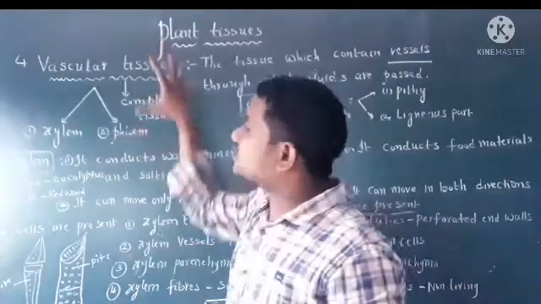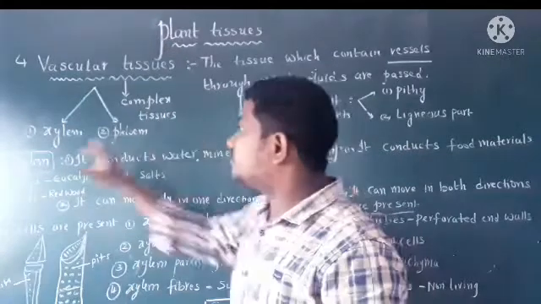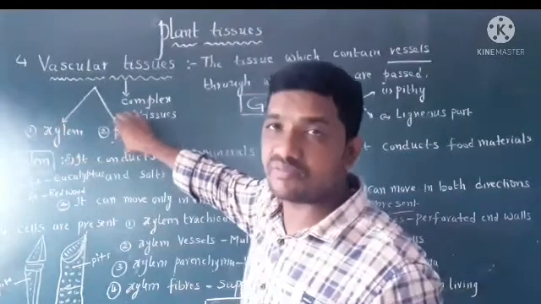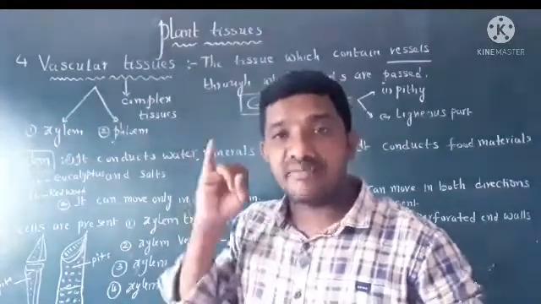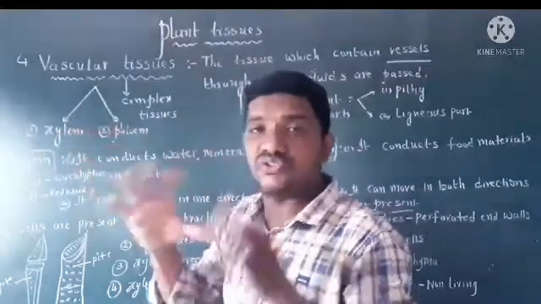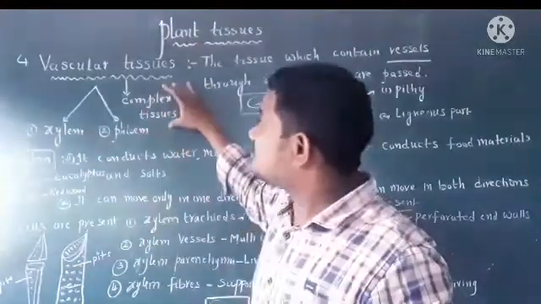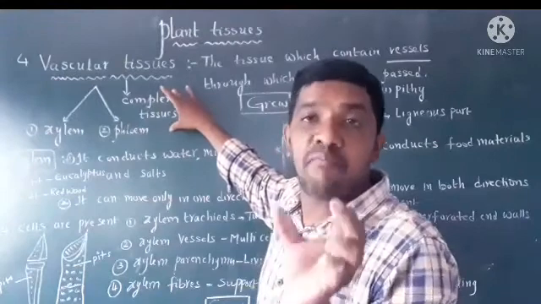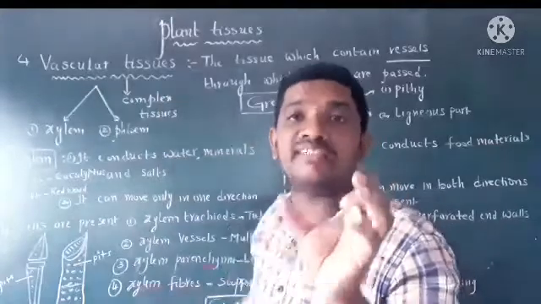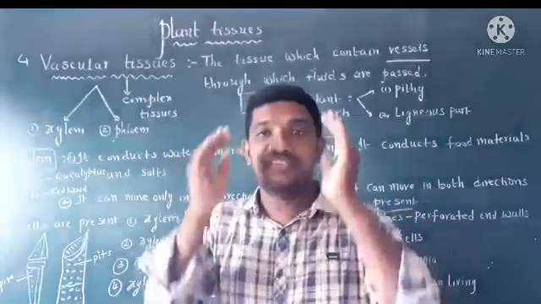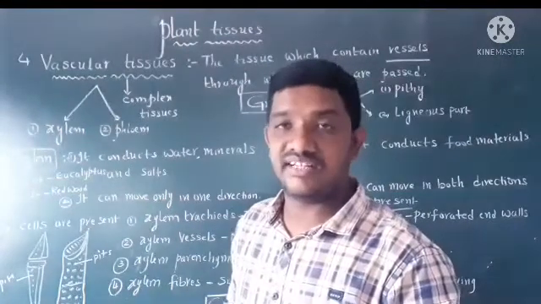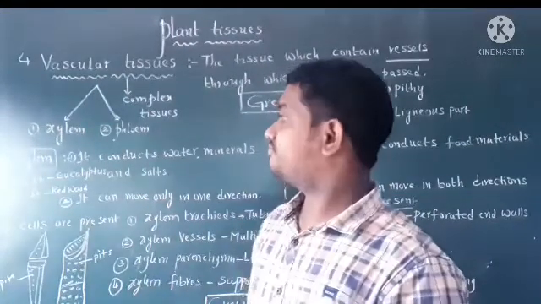See, in vascular tissue mainly two kinds of tissues are present. One is xylem tissue, second one is phloem tissue. These two tissues together are called complex tissues. Complex tissues means the tissue which contains a complex structure, means it contains many cells. That is called complex structure.